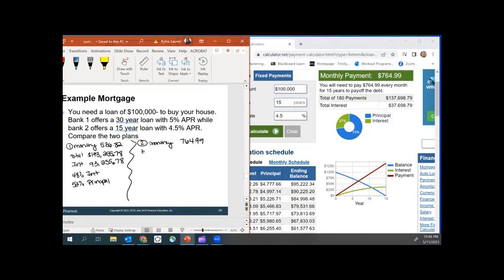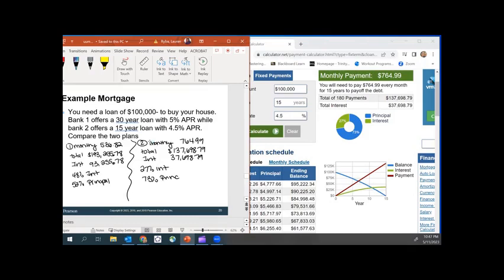$764.99. The total I will pay over the course is $137,698.79. Interest is $37,698.79. And the percentages here, 27% towards interest and 73% towards principal.